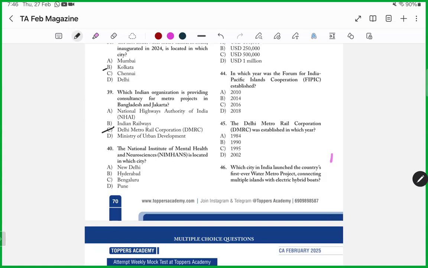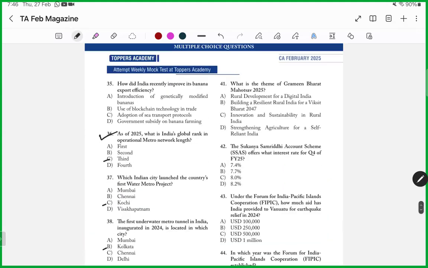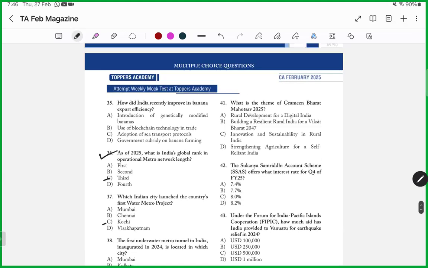So NIMHANS is nothing but the National Institute of Mental Health and Neuroscience. NIMHANS is located in which of the following cities? Bangalore. Okay, very good. And what is the theme of Gramin Bharat Mahotsav of 2025? Building a resilient rural India.